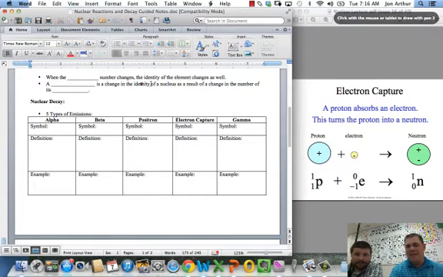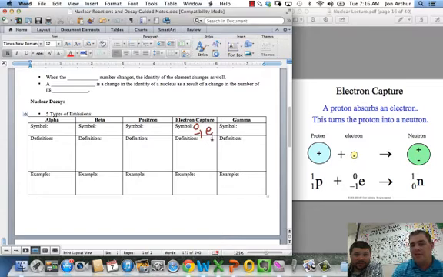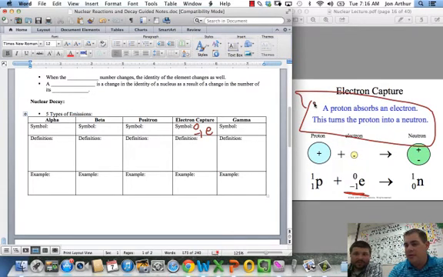Okay, the fourth type is electron capture. Electron capture and beta have the same symbol, except you notice one's on the left side of the equation. Again, your definition's there in blue. You can pause and write that down. A proton absorbs an electron and turns it into a neutron. So that's electron capture.